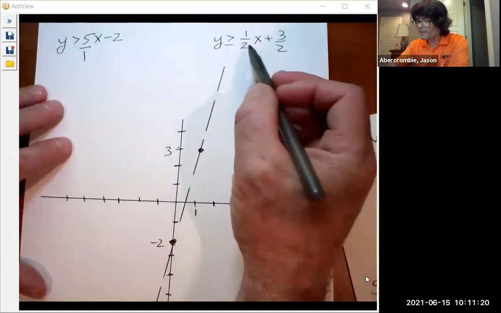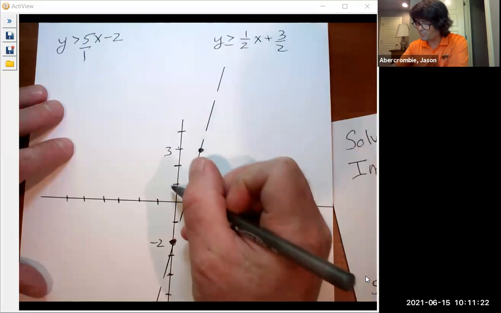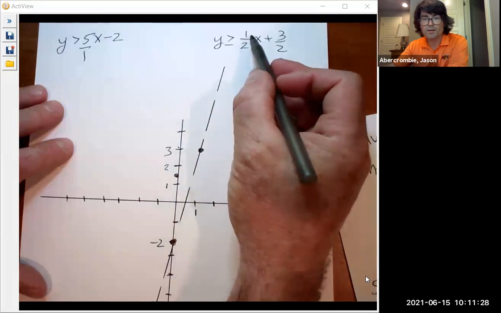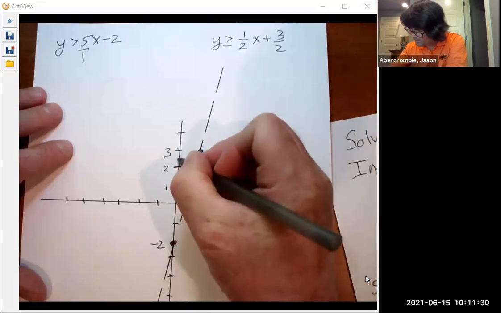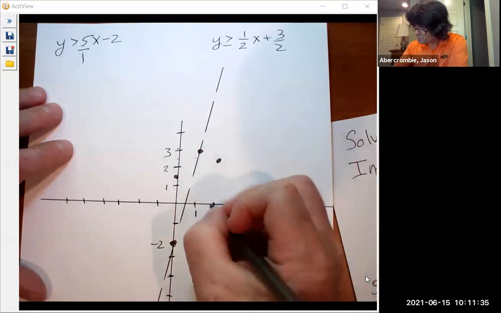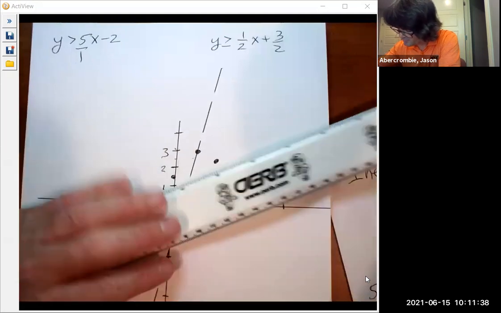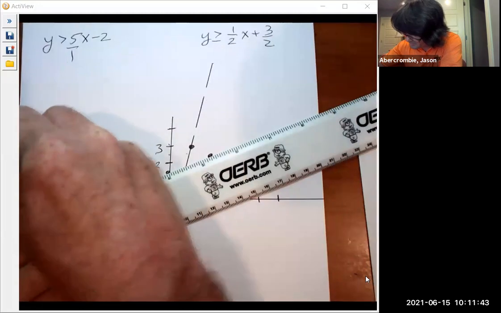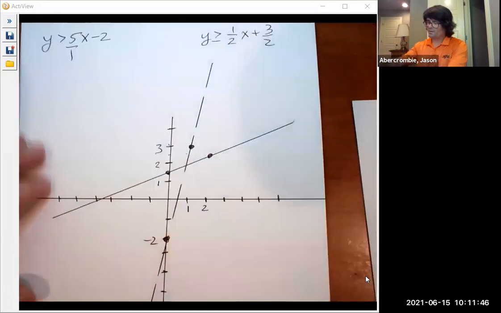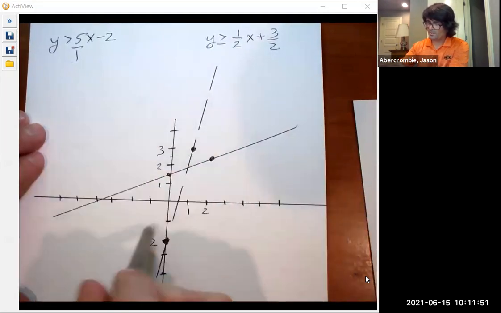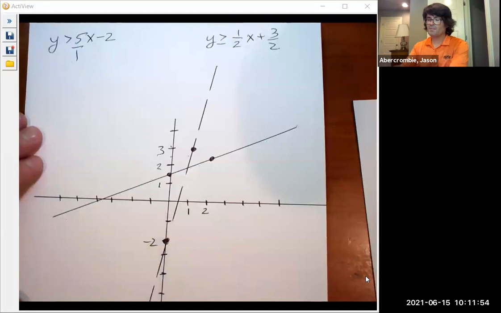And then we have 1/2 x plus 3/2. Well, 3/2 is 1.5, so we'll start about right there. Then we're going to have a rise of 1, a run of 2. So we'll go up 1 over 2. And this is going to be a solid line, so I'll draw my solid line. What you're going to notice is there are basically 4 regions. This region right here, this region right here, this right here, and this right here. And one of those 4 regions is going to make both of these true statements.